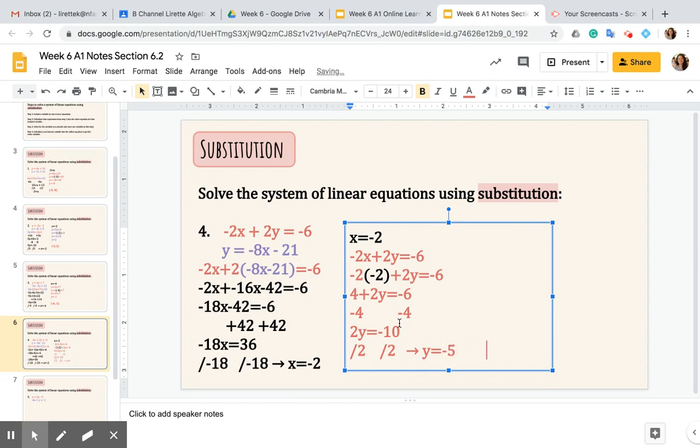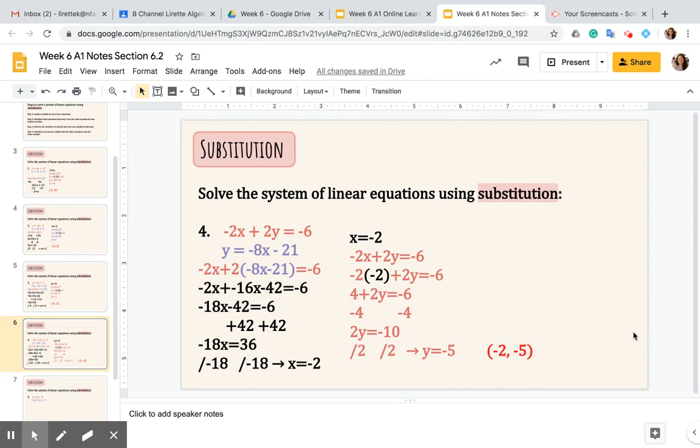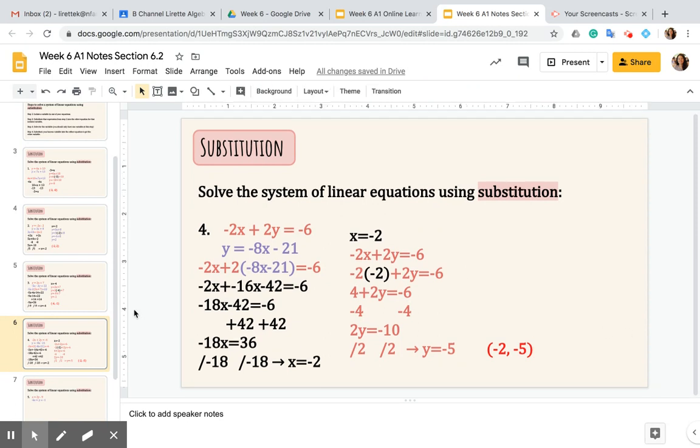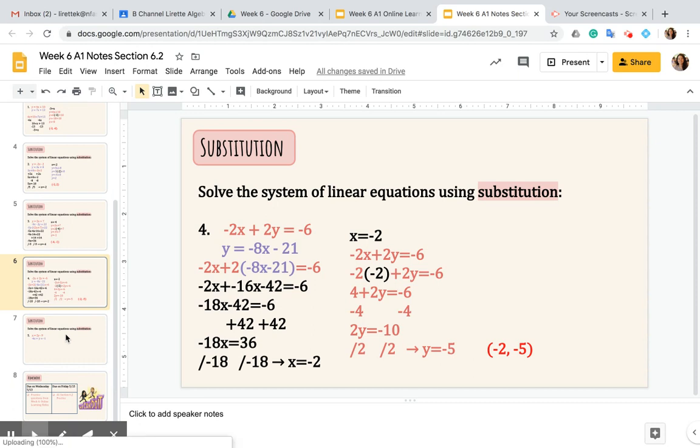So once you have your y value, you're going to put the x value first in an ordered pair and the y value second. Okay, so as you can see, even if you use the more complicated equation, it's not that bad so long as you have a strong foundation from chapter 2 with solving equations.